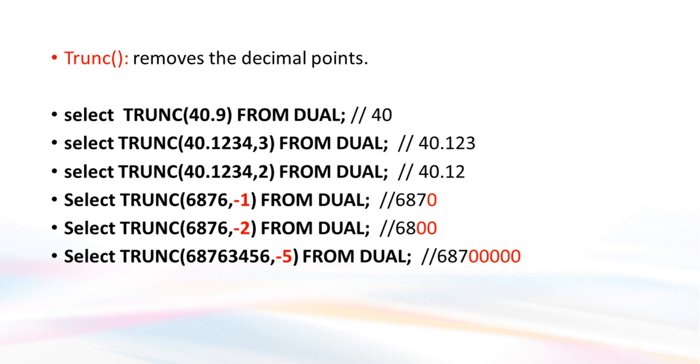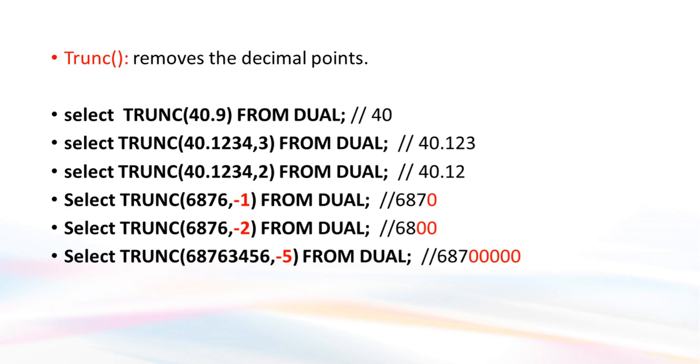Similarly, if I have a big number like 6876345 and I provide minus 5, the last 5 digits will become 0. So 687 will be printed, and next 1, 2, 3, 4, 5, these 5 digits will become 0. This is basically the trunc function. It will truncate the values based upon our input. These are all very simple things, nothing hard. You can copy paste and try how these functions work for your practice.